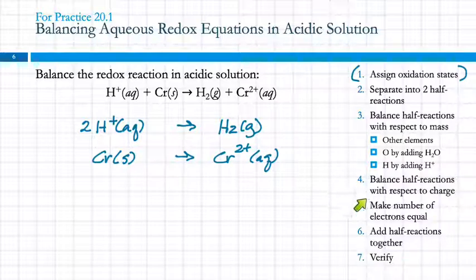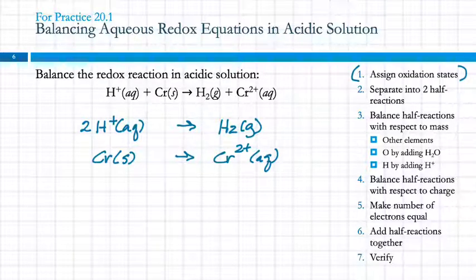Now we're going to balance each half reaction with respect to charge. So if we look at this first one, here in the reactant side, I have a total of a +2 charge. And on the product side, I have a total of 0 charge. So it seems like 2 electrons appeared out of nowhere, right? That can't happen. So I need to balance the charges on the equation, and I do that by adding electrons.